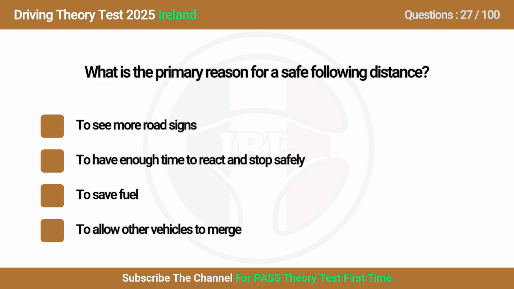Question 27. What is the primary reason for a safe following distance? A. To see more road signs. B. To have enough time to react and stop safely. C. To save fuel. D. To allow other vehicles to merge.